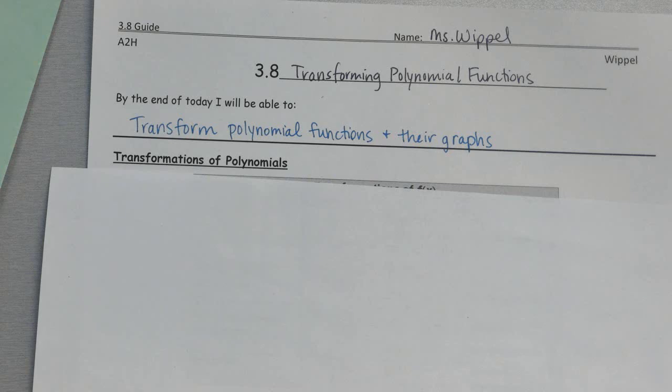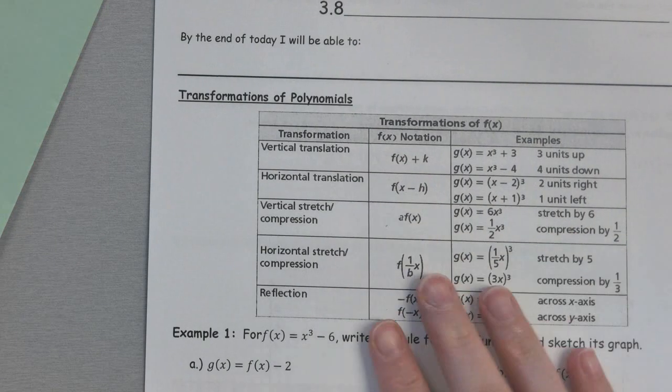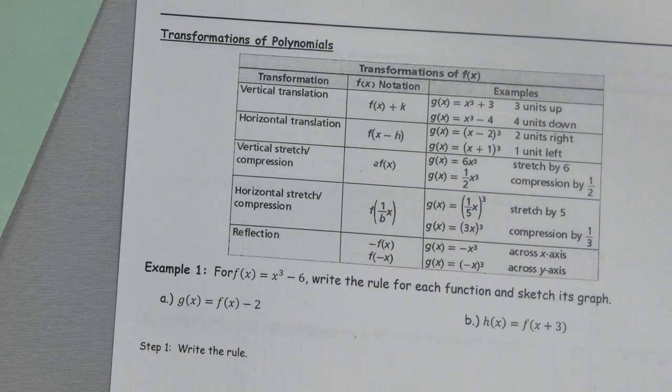All right, so 3.8 is transforming polynomial functions and their graphs. So we are going to be writing out some rules, and then we are also going to be graphing, and we are going to be using our graphing calculator for some of this. So the first thing we're going to look at is our chart, and this should feel very familiar to you, okay? Because this f of x notation here, those are all the rules.